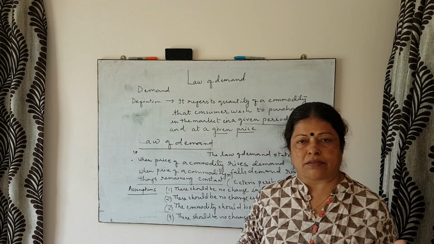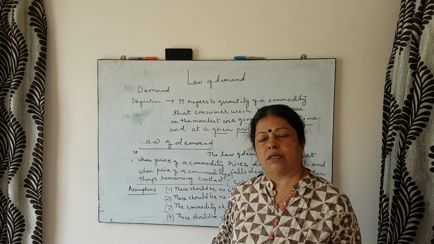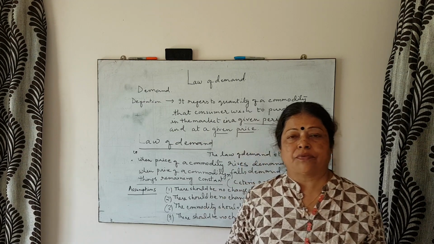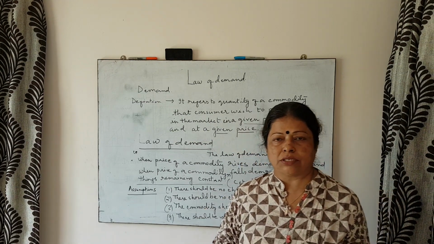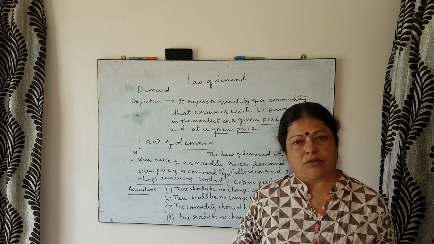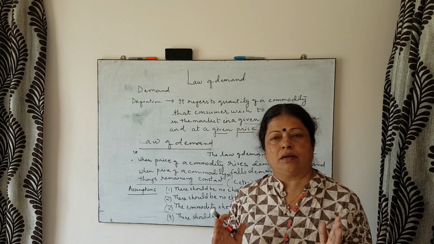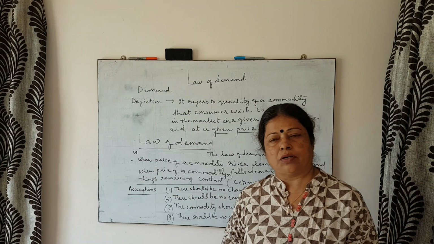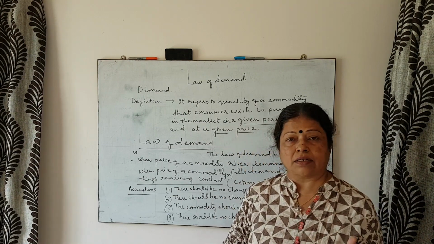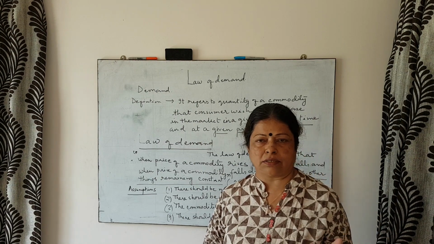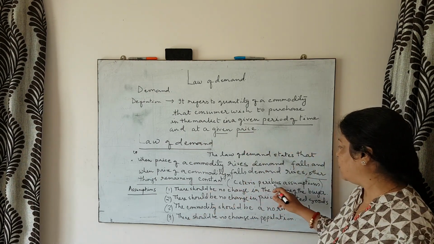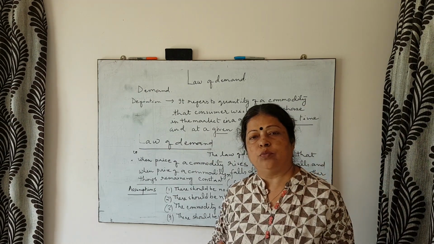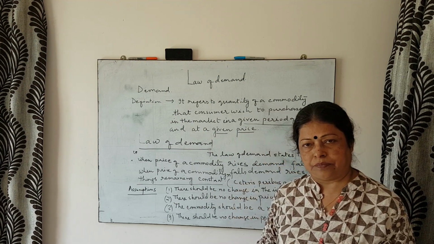What do you mean by other factors? Now you must be knowing that there are different factors which are affecting demand, like income, taste and preferences of the consumer, population, price of related goods, etc. Law of demand will be applicable only in that case when price of the commodity is changing and other factors which are affecting demand are constant. It is also known as ceteris paribus assumption. That is why I have mentioned. In exam, they may ask you, what do you mean by ceteris paribus assumption?